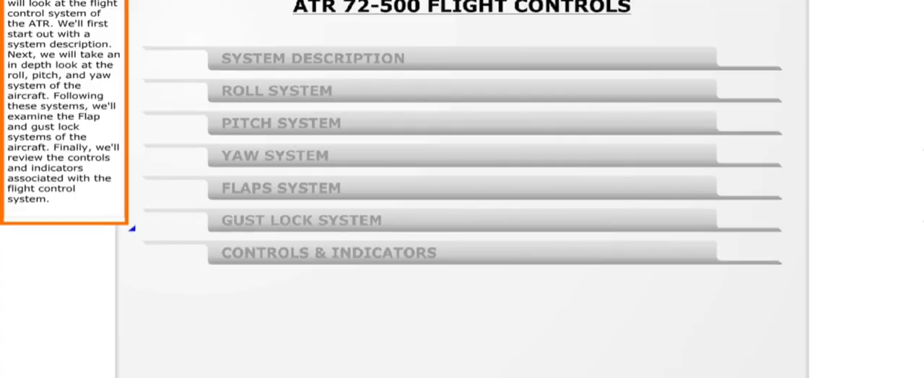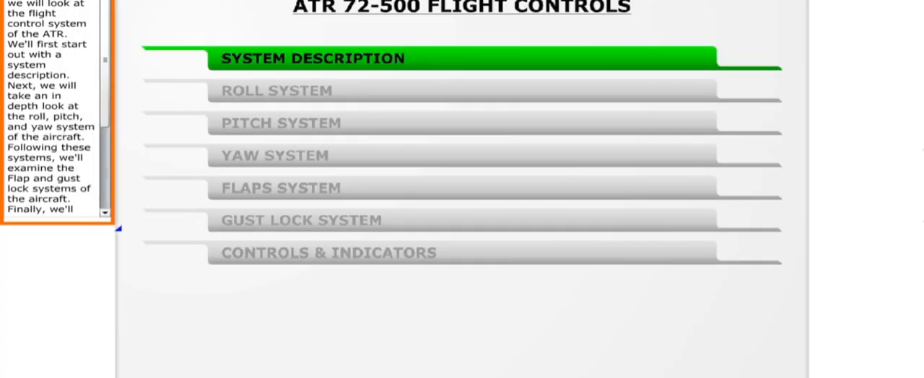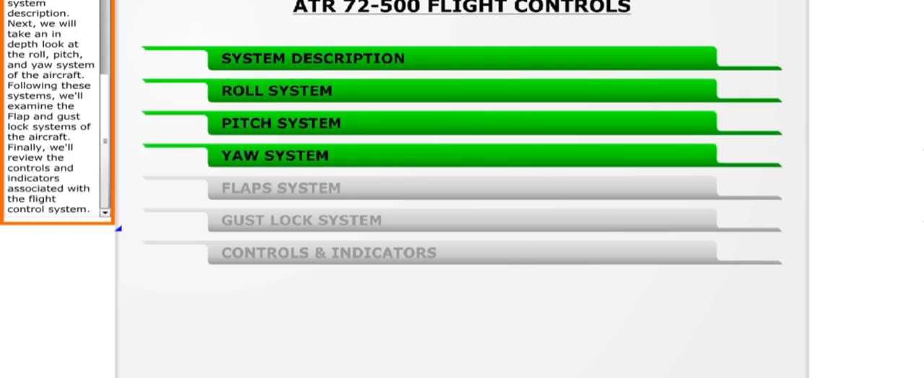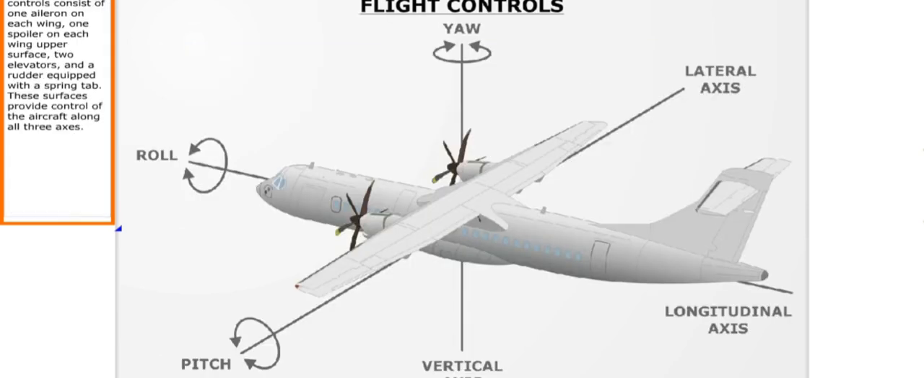In this module, we will look at the flight control system of the ATR. We'll first start out with a system description. Next, we will take an in-depth look at the roll, pitch, and yaw system of the aircraft. Following these systems, we'll examine the flap and gust lock systems of the aircraft. Finally, we'll review the controls and indicators associated with the flight control system.